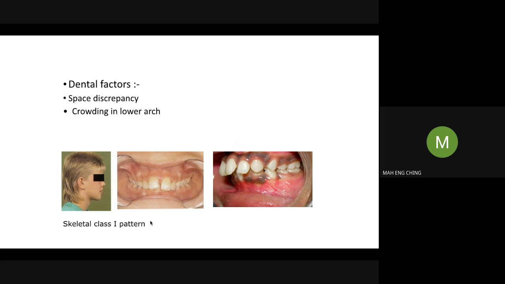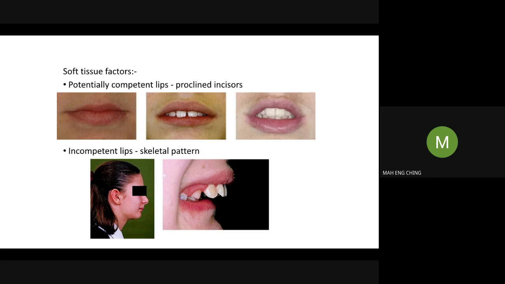So even though the patient has a skeletal class 1, you still end up with an increased overjet, which is class 2 division 1 most of the time. So this one is considered class 2 malocclusion, but it's due to a dental factor, which is crowding on the lower, usually anteriorly.